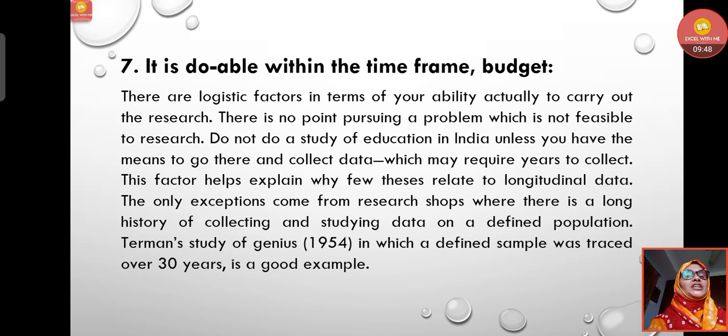So this factor helps explain why few theses relate to longitudinal data. The only exceptions come from research shops where there is a long history of collecting and studying data on a defined population. So Terman's study of Genius 1954, in which a defined sample was traced over 30 years. That is a good sample. So longitudinal basis only it can happen. If you want to do in short, it's not possible. So whatever research you are selecting question, that should be doable within the time frame and also the budget friendly.